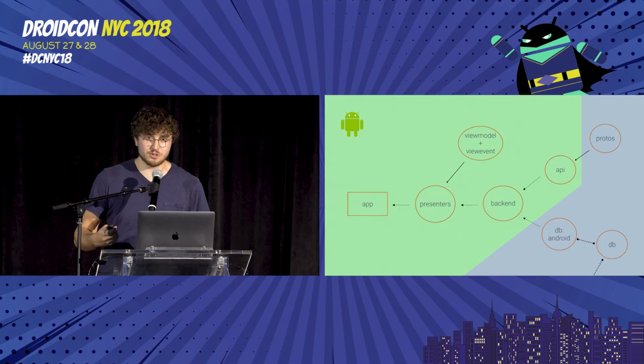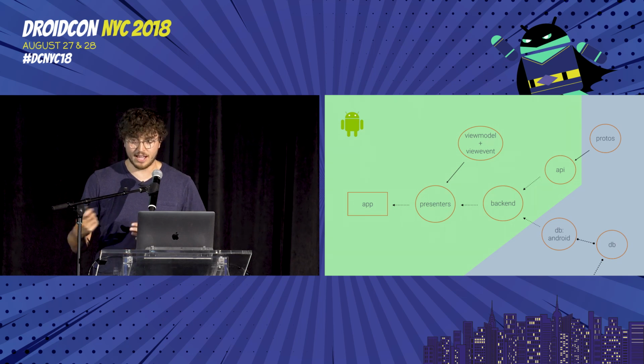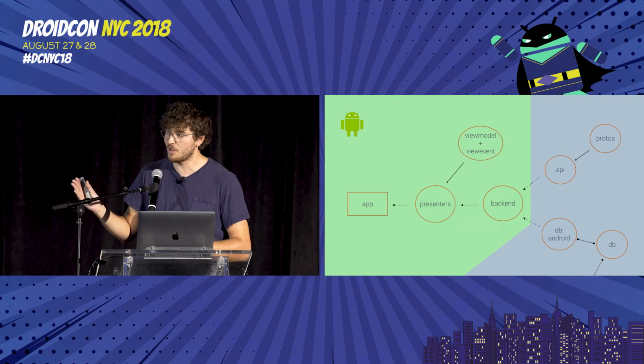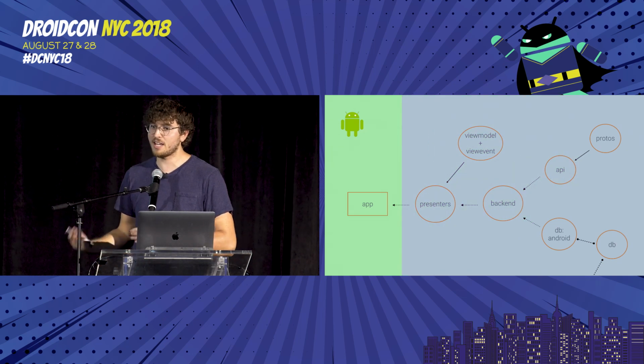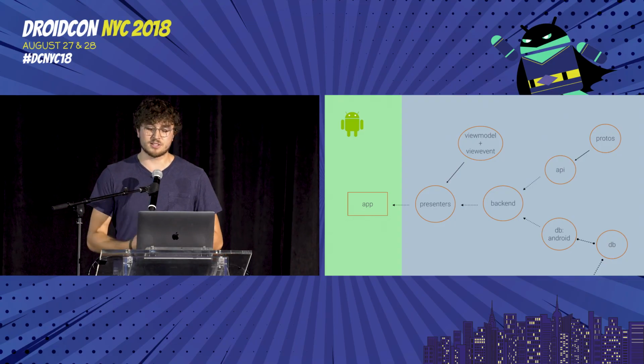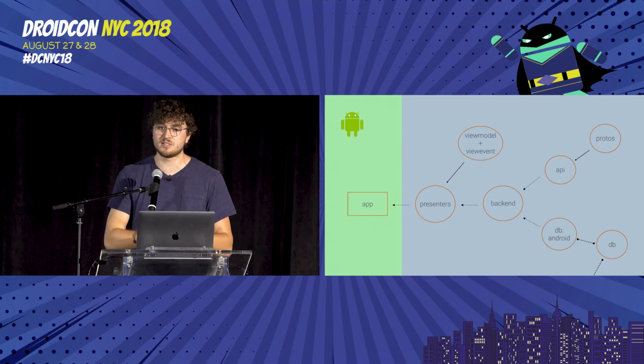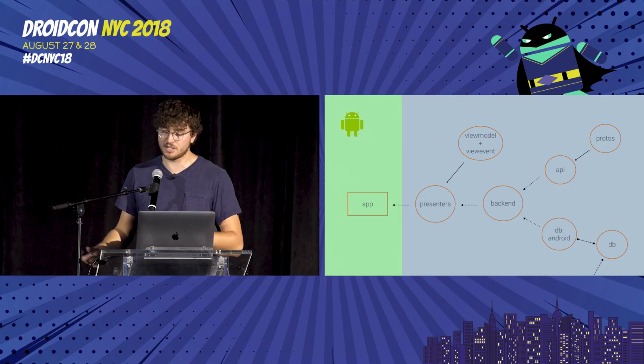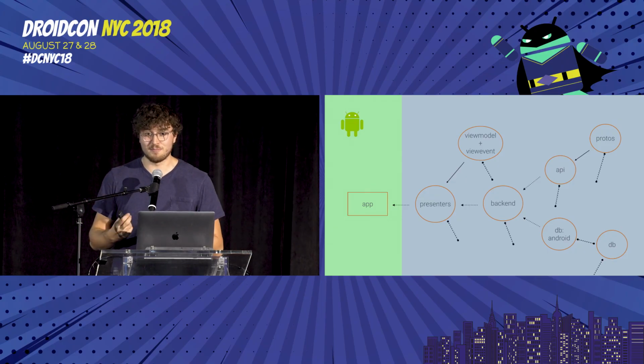Once we do the same for retrofit, which is another thing they're thinking about doing after OKIO, we can start to bring the API module up. You can do the same for backend, for presenters, for view models. All of these things that don't have a platform-specific dependency can become platform agnostic. And once you do that, they can become multi-platform.